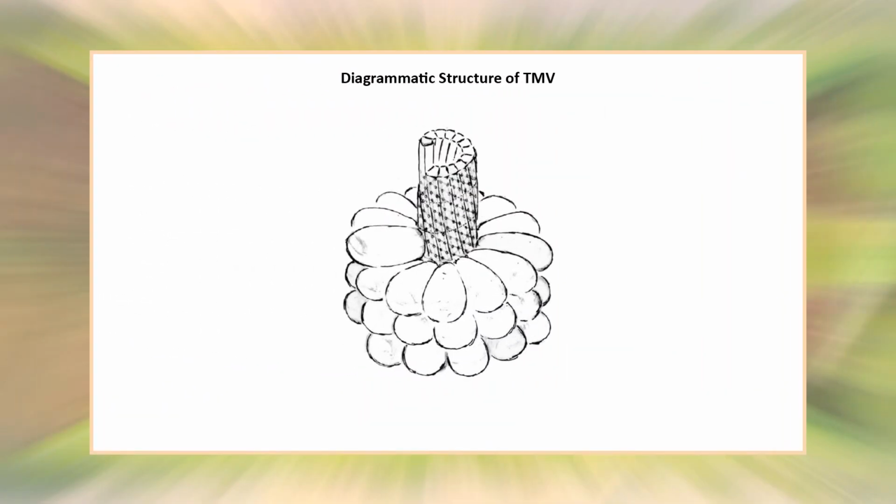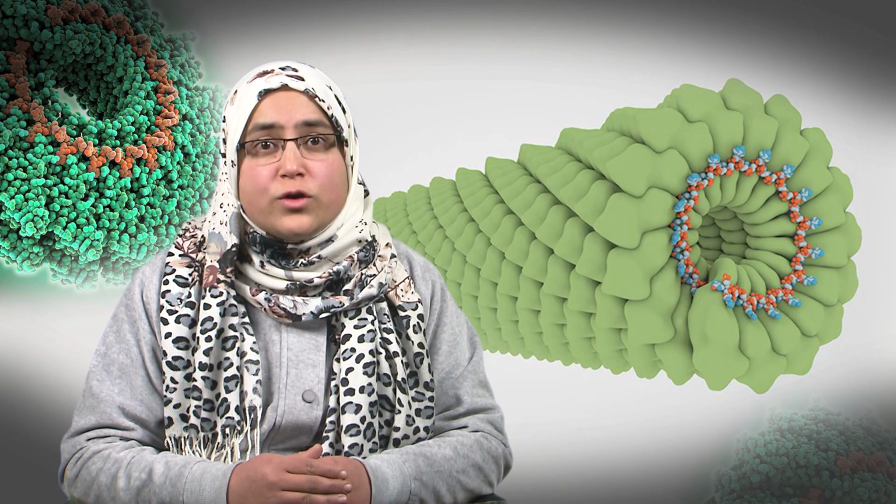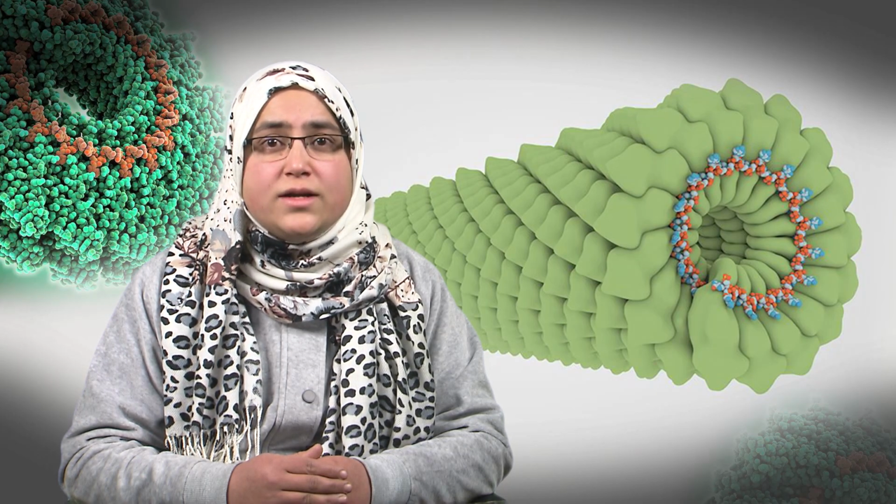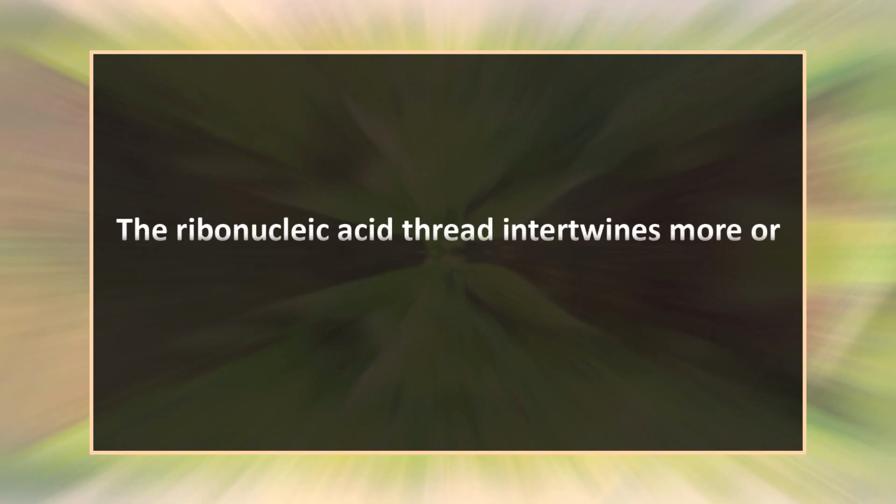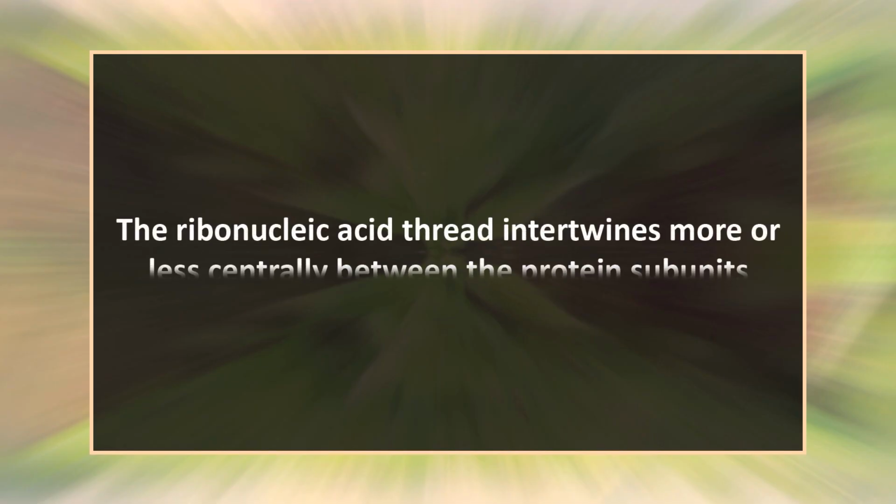X-ray studies reveal that the virus particle consists of a number of protein subunits set in a helical array, with 49 subunits to one turn of the helix and 2130 subunits in one rod. The ribonucleic acid thread intertwines more or less centrally between the protein subunits.